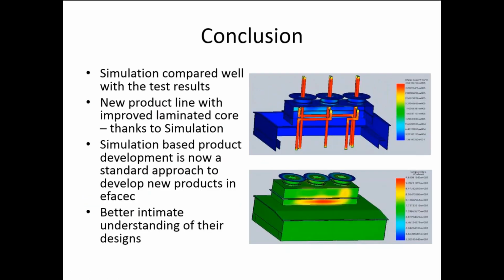Well, as a conclusion, their engineers had the confidence that the simulation results compared well with the test results. And the new product line with improved laminated core was actually released, and that was mainly possible due to simulation, and the time taken and the amount of money spent in releasing a new product came down drastically.